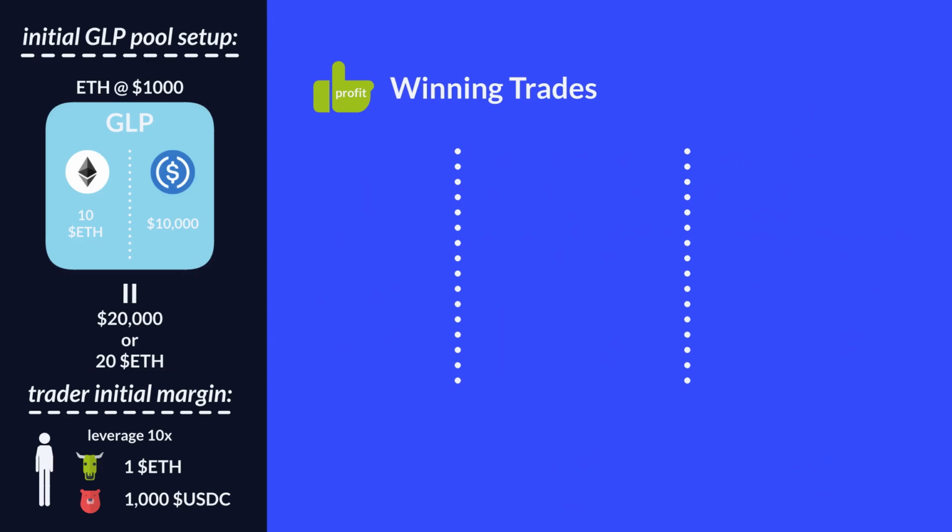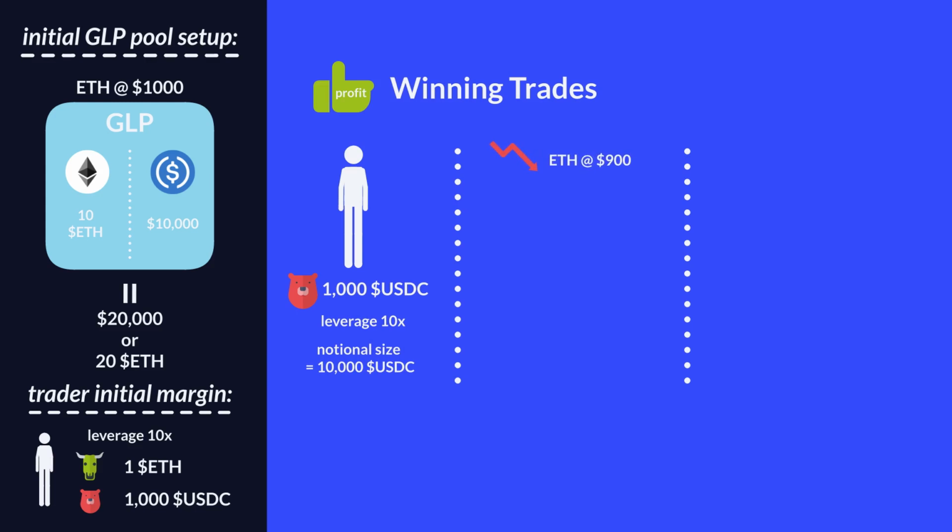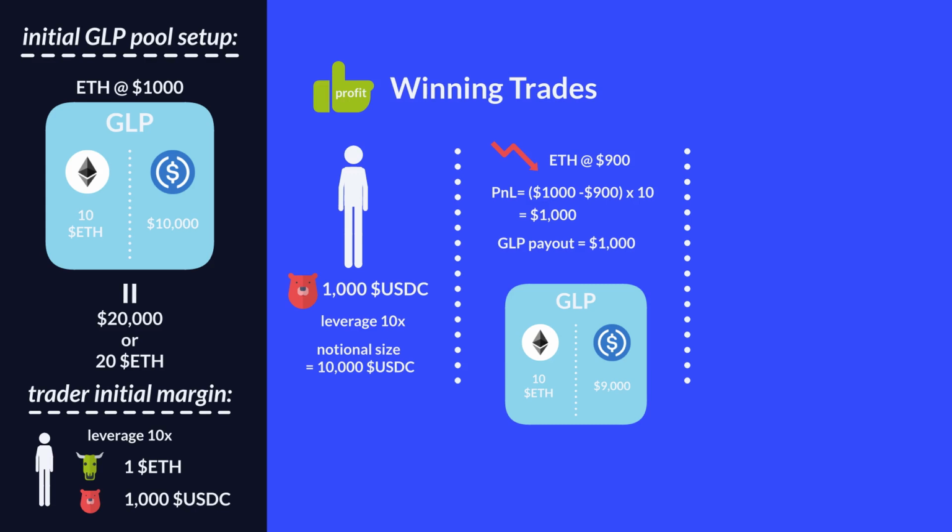Moving on, let's delve into what happens when traders win with a short position. For instance, suppose a trader decides to go 10x short on ETH, starting with $1,000 in USDC. If the ETH price drops to $900, the trader's profit and loss would be 1,000 minus 900, times 10, which is $1,000. The GLP pool would then pay out $1,000 to the trader, which leaves the pool with 9,000 USDC and 10 ETH, which amounts to a total of $18,000 in USD value, or 20 ETH.